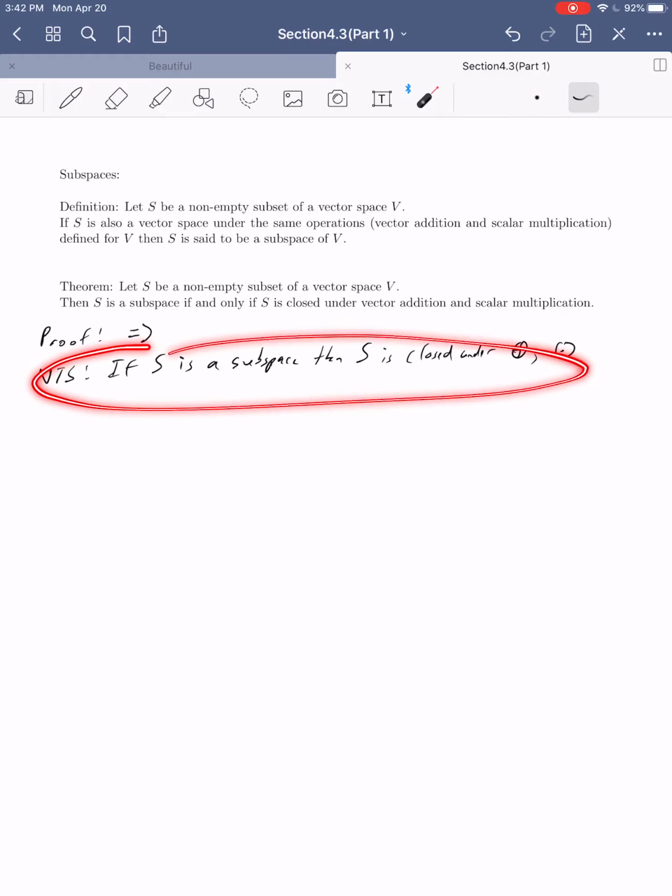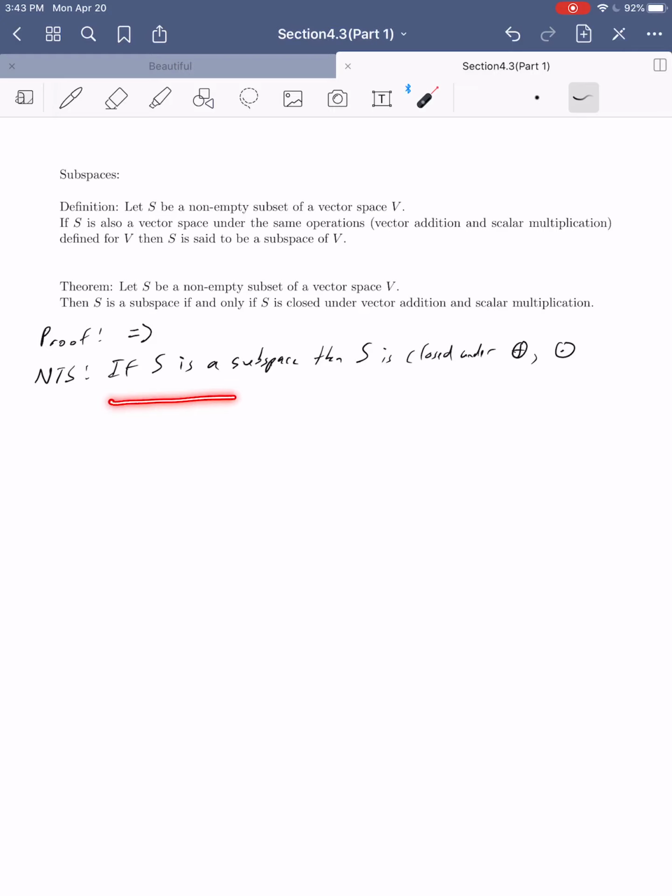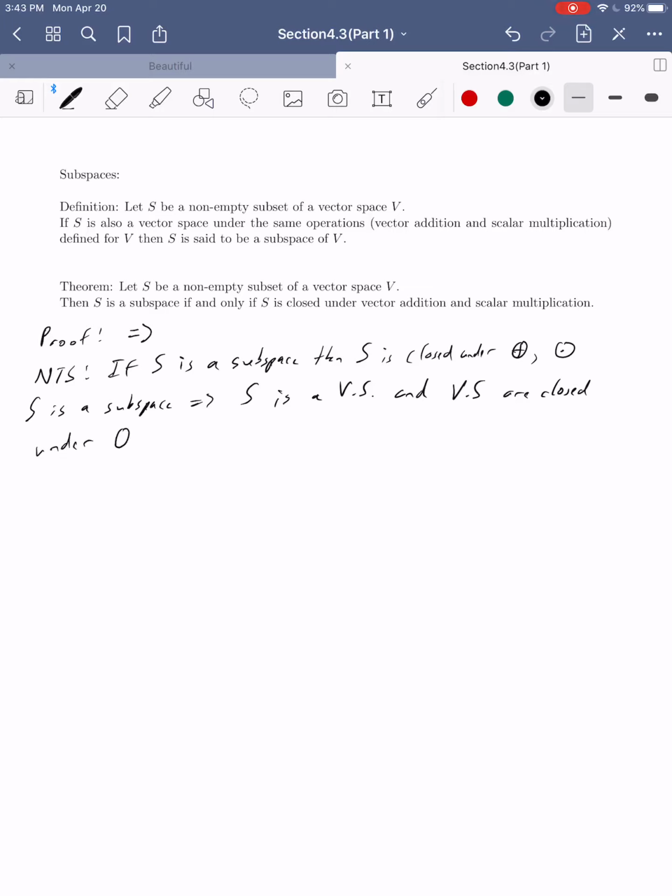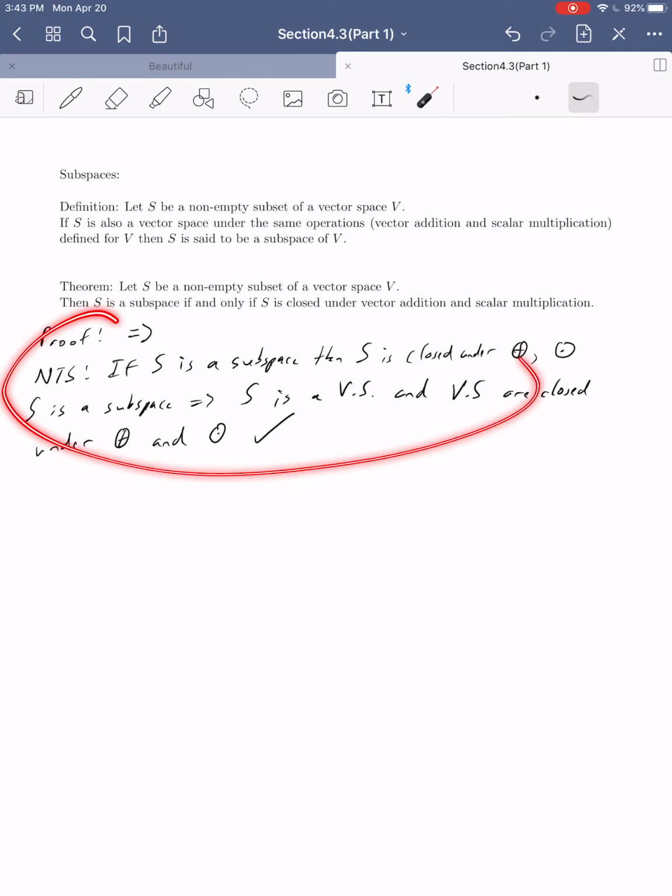Well, this is going to be a ridiculously easy thing to show, because if S is a subspace, what does that mean? Being a subspace is this definition here. That means it is a vector space. What do we know about vector spaces? Well, they are closed under vector addition and scalar multiplication. So this is a very easy proof. S is a subspace implies S is a vector space, and vector spaces are closed under vector addition and scalar multiplication. Check.